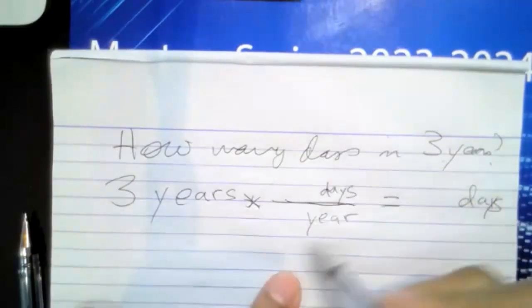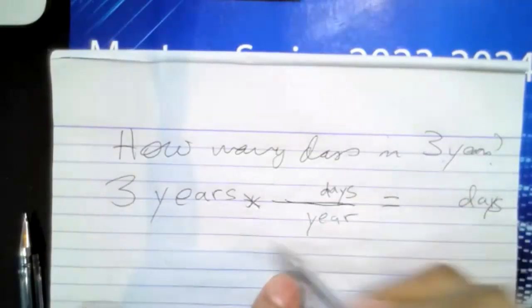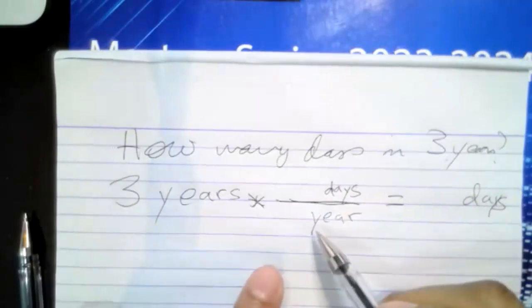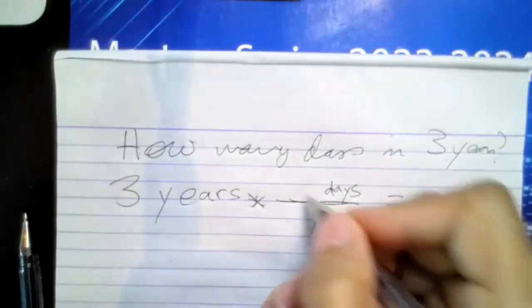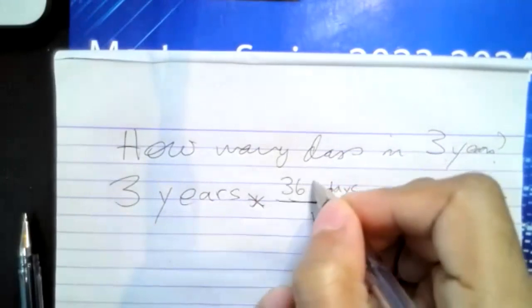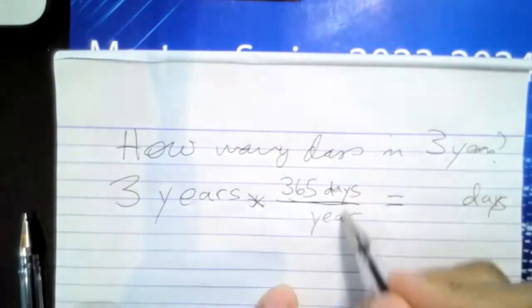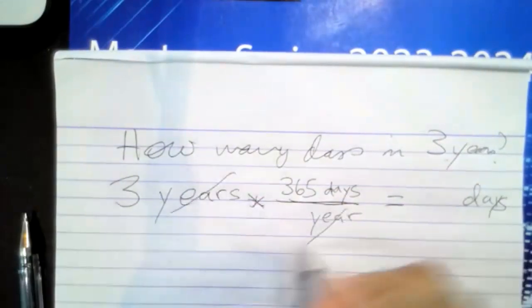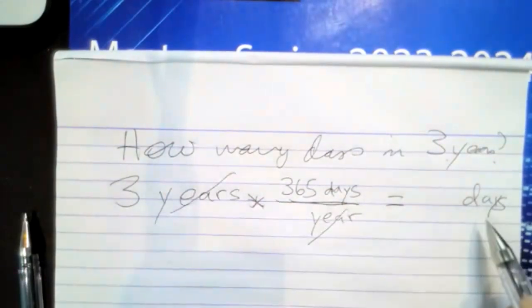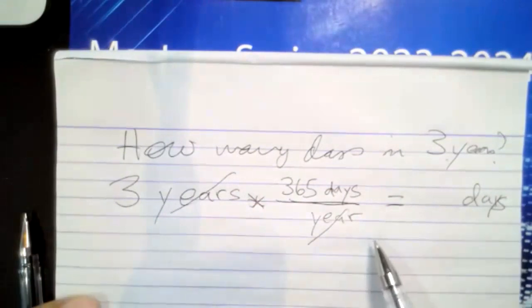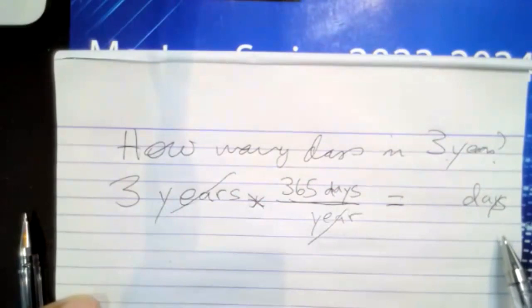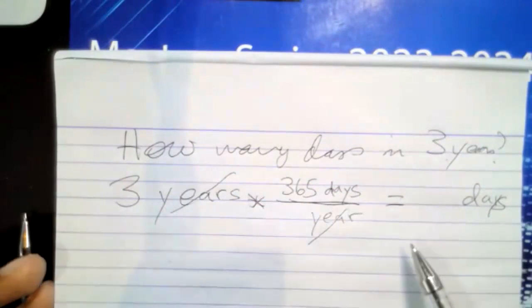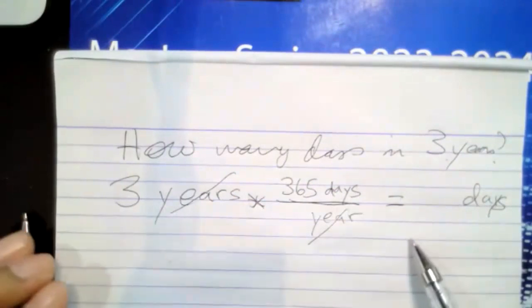Now you only have to make sure this is equal to 1, because you can multiply anything by the number 1. So how do I make this equal to 1? This is the equivalence. There are 365 days in a year. So that's 1. Their years cancel, then I end up with days. Dimensional analysis means that you're being careful with the units to make sure that units are there. Then it's just mathematics.